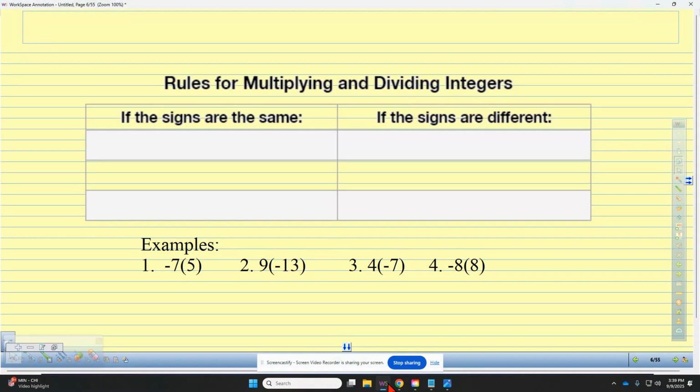Okay, this is video 2 of Module 1, Lessons 3 and 4, multiplying and dividing integers. We're continuing on the bottom half of page 3.